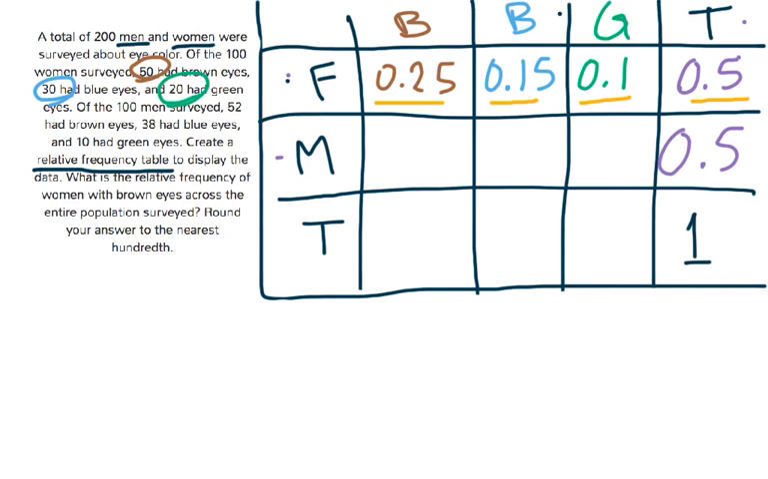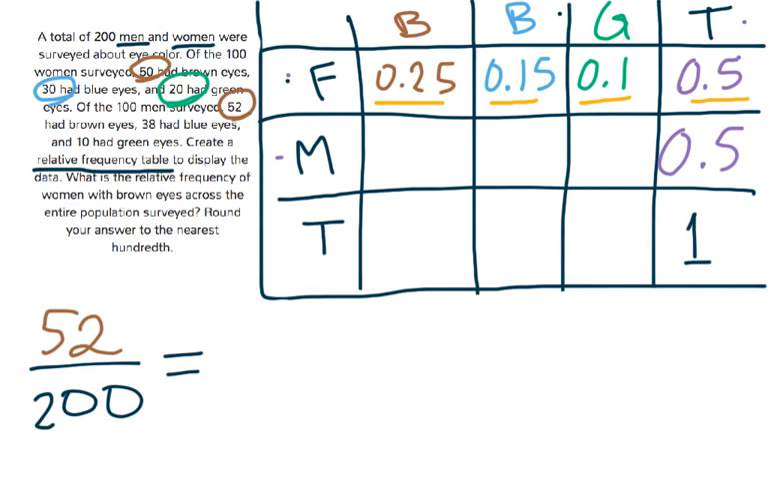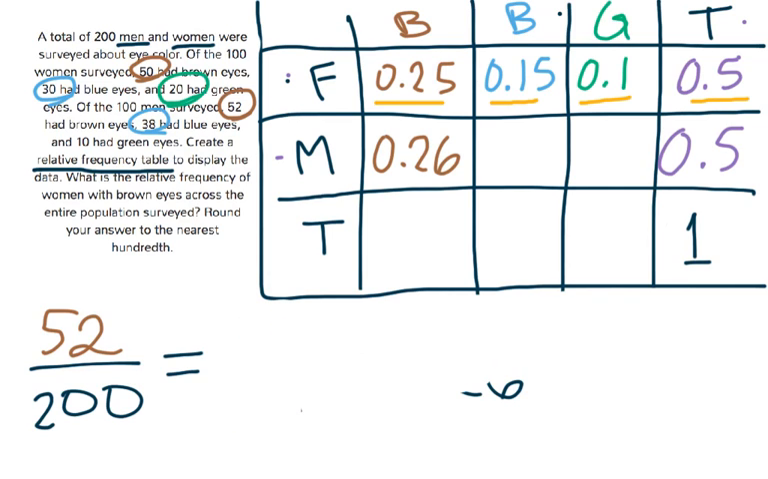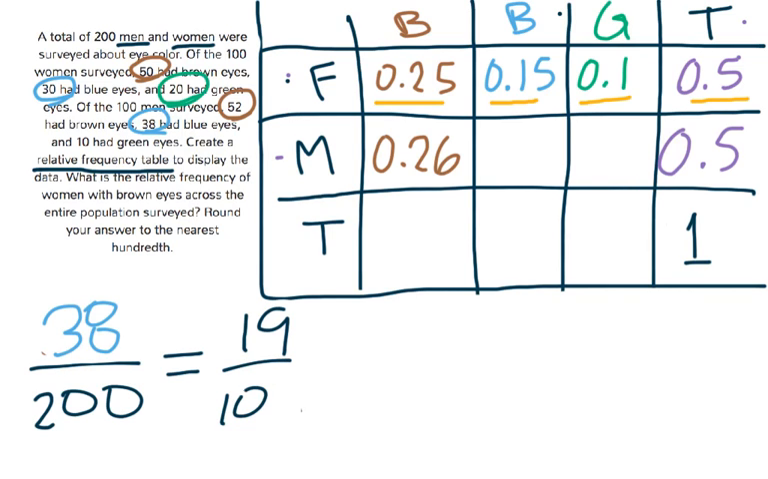So again, we will start with our brown eyes here because we see 52 men had brown eyes. So that's 52 out of 200 total, which we can simplify to be 26 out of 100, which is equal to 0.26. So for men with brown eyes, we have 0.26 as the relative frequency there. For blue eyes, we have 38 of them. So let's calculate the relative frequency for men with blue eyes. 38 men out of 200 people total. That will simplify to 19 out of 100, which is 0.19. So that's 0.19. And then last, green eyes.